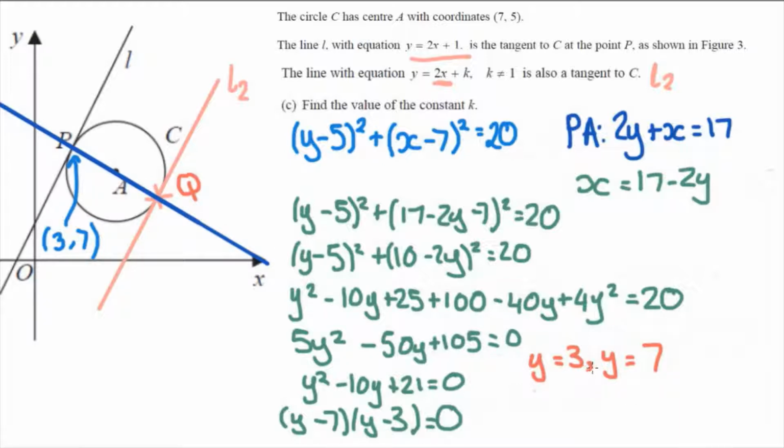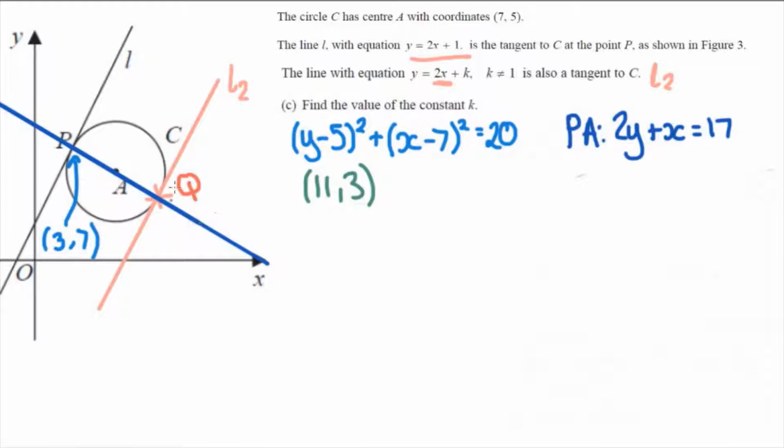So now we have the y coordinate. We can easily find the x coordinate by substituting it back into either the equation of the circle or the equation of the line PA. So we're just going to substitute it in here. So we're going to get x is equal to 17 minus 2 times 3, which is equal to 11. So the coordinate Q is 11, 3.